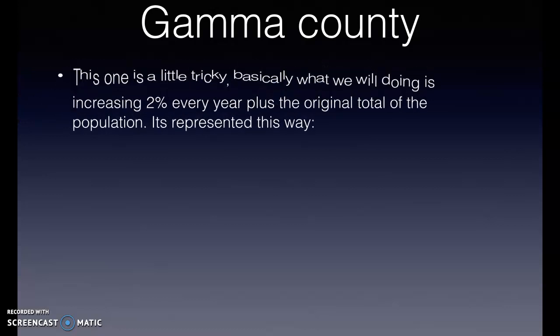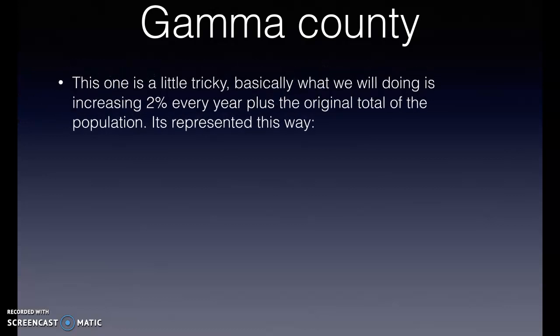So moving on to Gamma County. Gamma County is a little more tricky. Basically, what we will be doing is increasing 2% every year plus the original total of the population. It's basically represented this way. So 2.05 million times 1, which represents the original whole total population, plus 2% of that, raised to the 4 years that we're looking at.